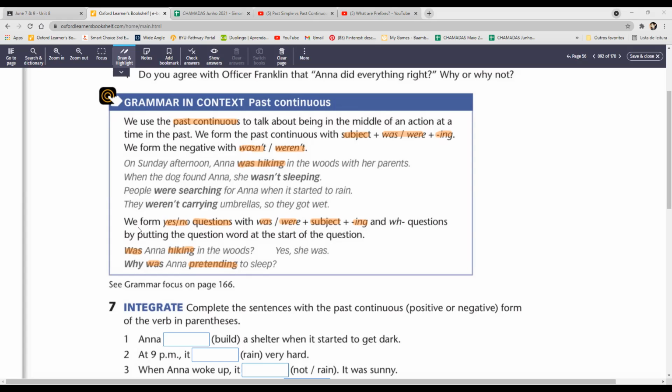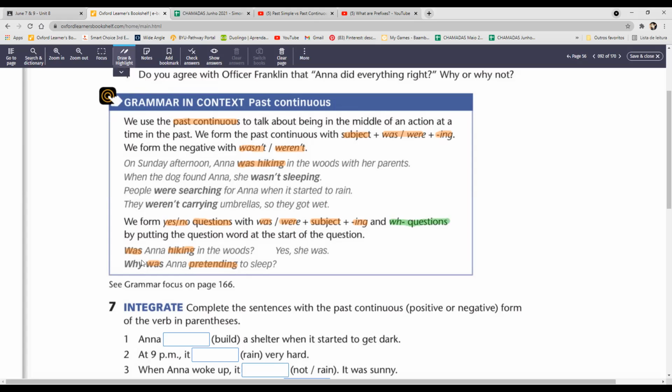Okay, guys. So we form yes/no questions with was or were plus a subject plus -ing, and WH questions by putting the question word at the start of the question. Here we have two different kinds of questions in English, as you know. One, yes/no questions. The other one, WH questions. Let me highlight that with a different color. WH questions. There we go.